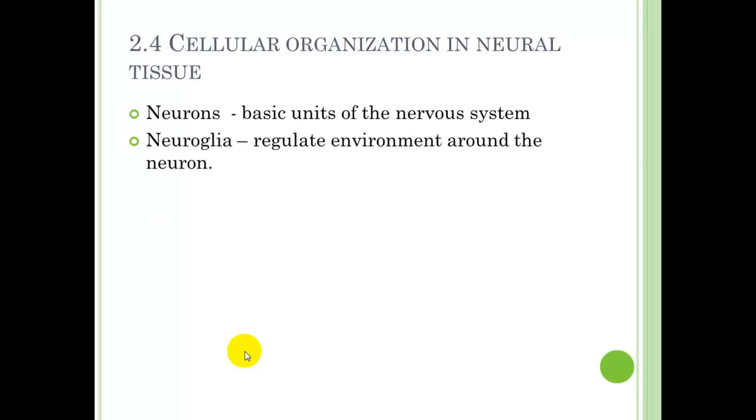2.4, cellular organization in neural tissue. We have the neurons, which are pretty much the basic unit of the nervous system. So whenever we're talking about the actual nerves themselves, they are essentially neurons, and this would be the nerve cell. And then we have neuroglia, and these regulate the environment around the neuron. If we want to think of neuroglia as pretty much a pit crew that allows the neurons to function in their environment, that would be a pretty good thought process on the neuroglia.